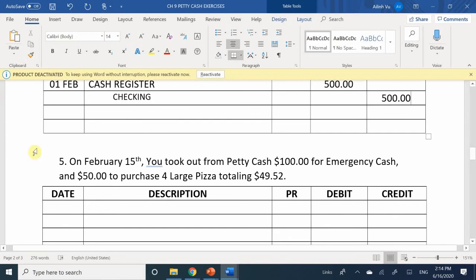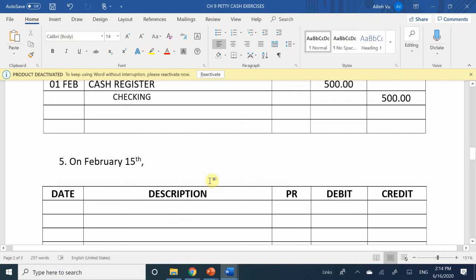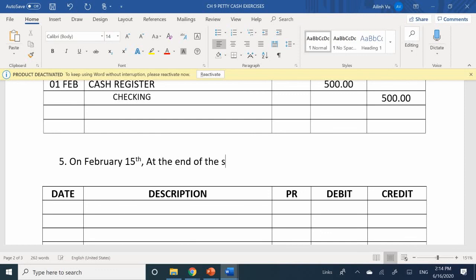Now here on February 15th, I'm going to change the scenario. So on February 15th, at the end of the day, you counted a total of $156 of cash receipts.